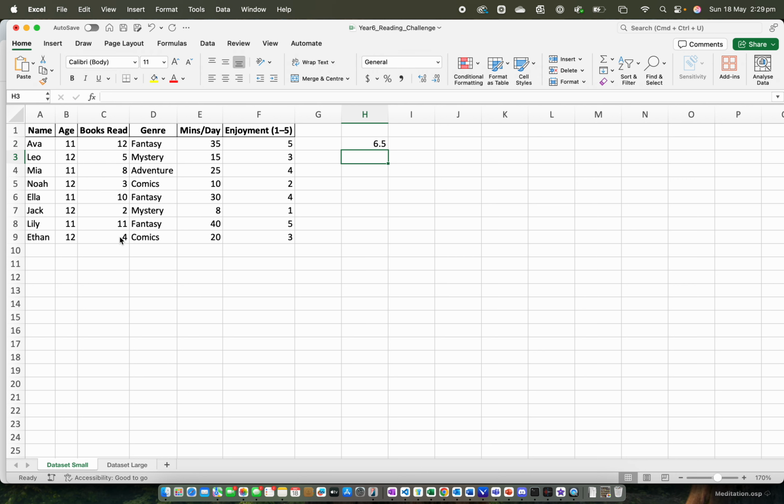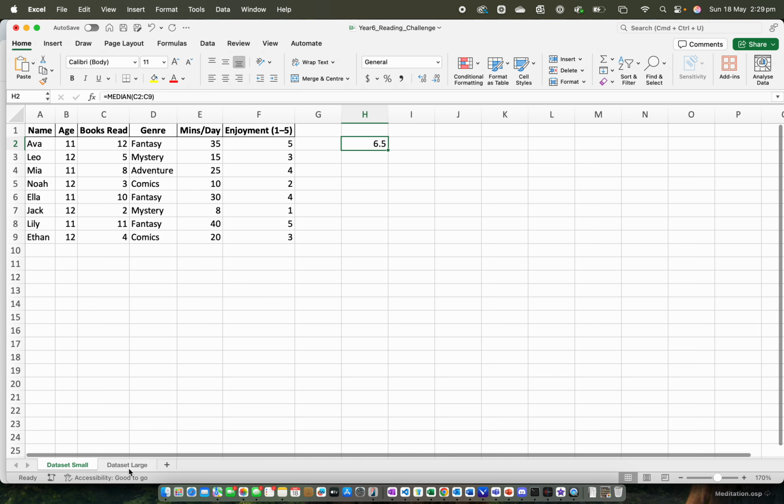And it says that the median is 6.5. So what that would have done is put them in the order of 2, 3, 4, 5, 8, 10, 11, 12, and then found what was the middle of that. And obviously the middle was between 8 and 5, so it was 6.5. Now, again, I could eyeball that because there's only 9 rows here.